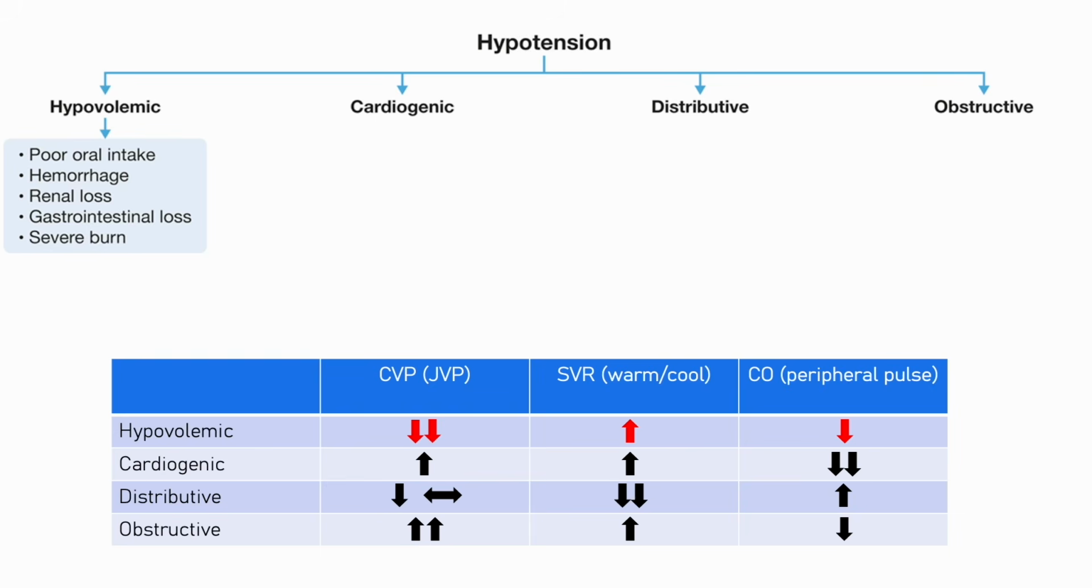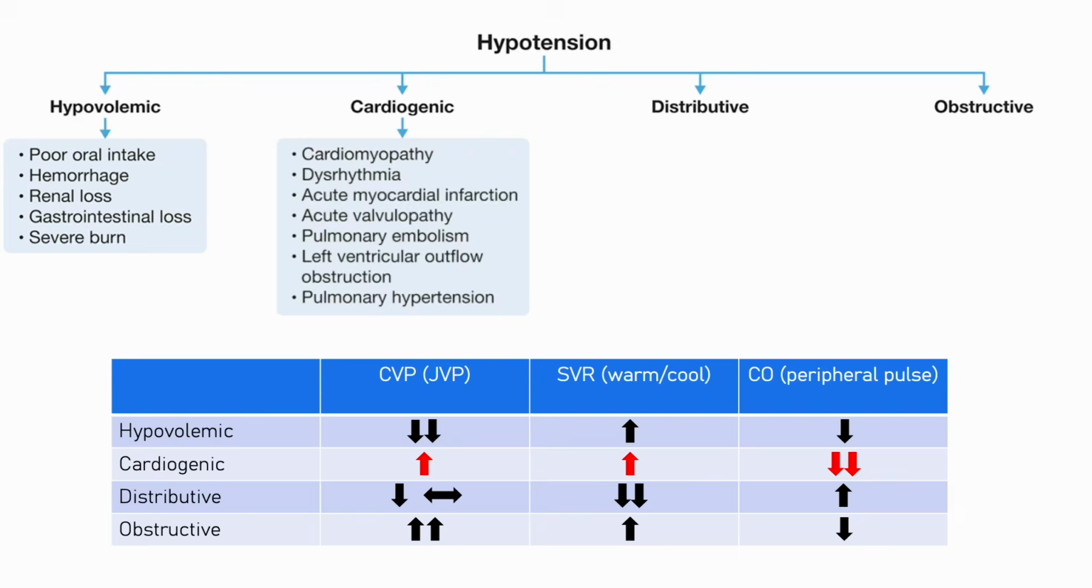All of these conditions share the same physiologic endpoint: decreased venous return, reduced stroke volume, and hypotension due to inadequate preload. Now let's move to cardiogenic hypotension. Here, the physiologic pattern is different from hypovolemia. Filling pressures are elevated, SVR is high from sympathetic activation, but cardiac output remains low because the heart cannot pump effectively.